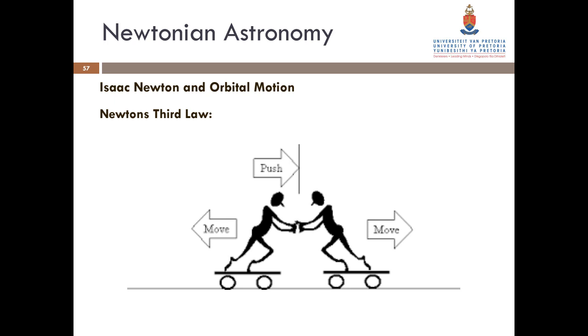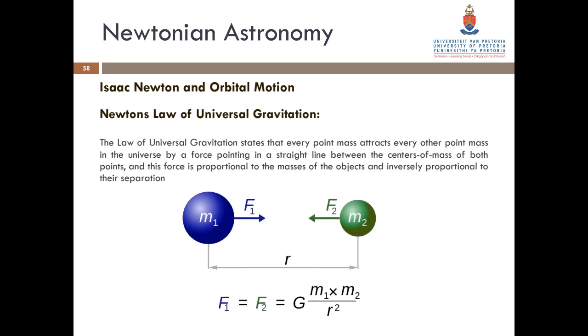And then Newton's law of universal gravitation. The law of universal gravitation states that every point mass attracts every other point mass in the universe by a force pointing in a straight line between the centers of mass of both points. And this force is proportional to the masses of the objects and inversely proportional to the separation. So in a nutshell, what this means is one body in the universe will literally attract another body.